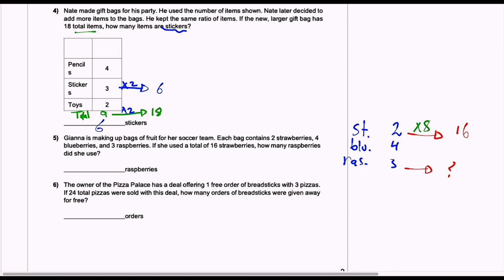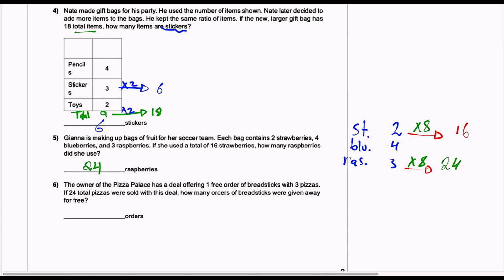I need to go back and memorize the times table to make it easy for me to solve the questions in this lesson. Then he's asking me about raspberries. It's easy to multiply the number of raspberries by the same scaling factor 8 to get the amount. Then it will be 3 times 8. 3 times 8 is 24. Then 24 raspberries.